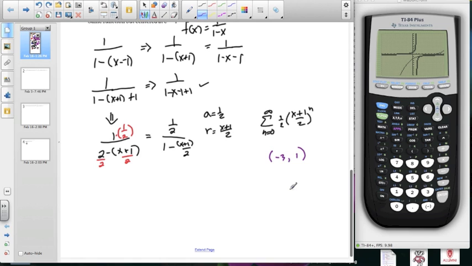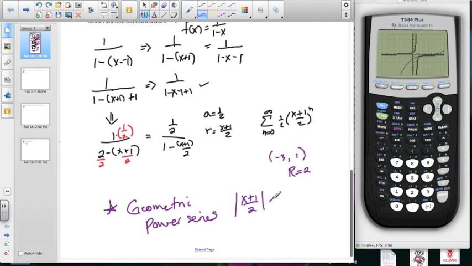Negative 3 to positive 1. So we end up having a radius of 2 is what that boils down to when we do the ratio test there. And really, when you get to geometric power series, and this is only true for geometric power series, and we know it because we see this form of r to the n, we really can do the geometric series test. We can really say the absolute value of x plus 1 over 2 has got to be less than 1. That's really the geometric series test.